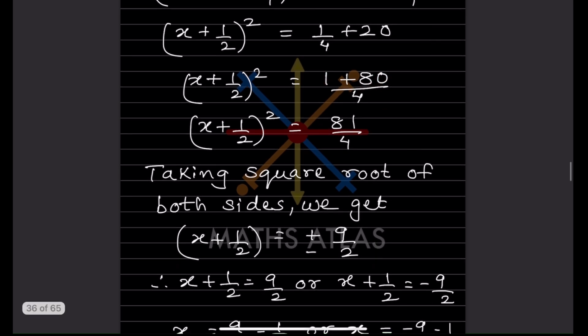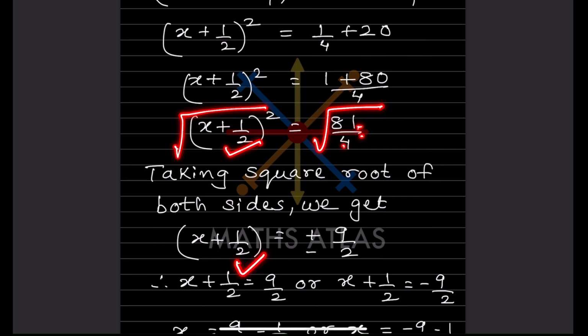Now what will you do at this step? You are going to take the square root of both sides. So when you take the square root on both sides, what is that going to be? This is going to be just x plus 1 by 2. And this is going to be what? This is going to be plus or minus.